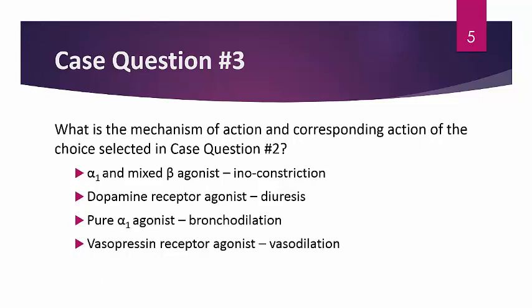And the last question is, what is the mechanism of action and the corresponding action of the choice selected in question 2? Is it alpha-1 and mixed beta agonist, inoconstriction; dopamine receptor agonist, diuresis; pure alpha-1 agonist, bronchodilation; or a vasopressin receptor agonist, vasodilation? After this talk today, I hope that you become confident in answering each of these questions.